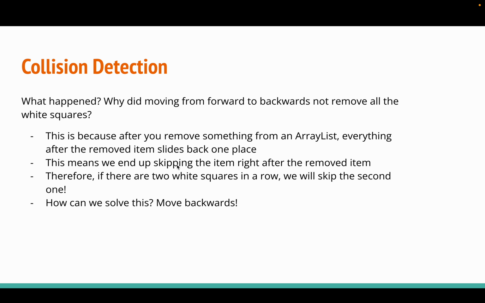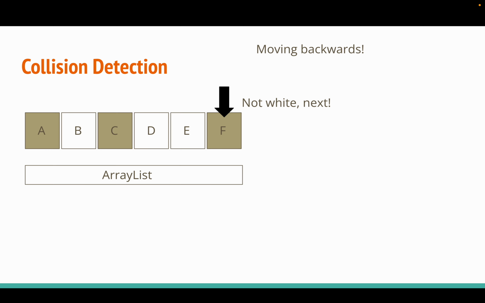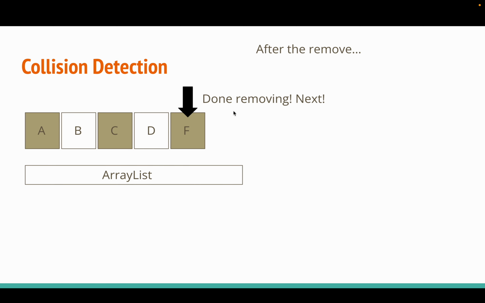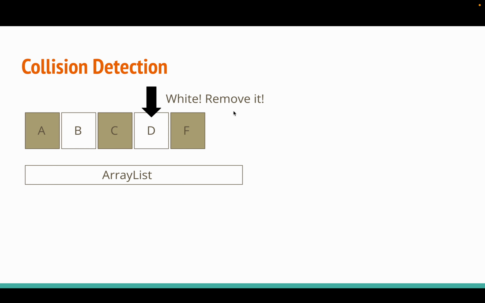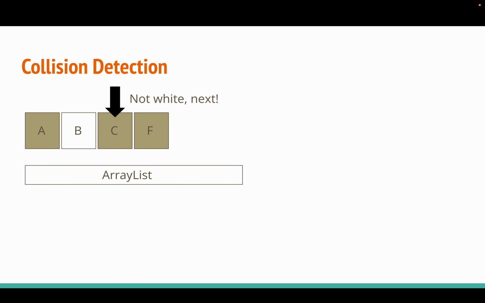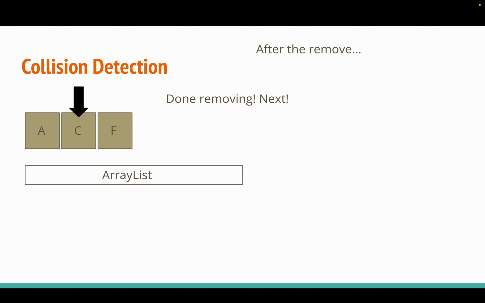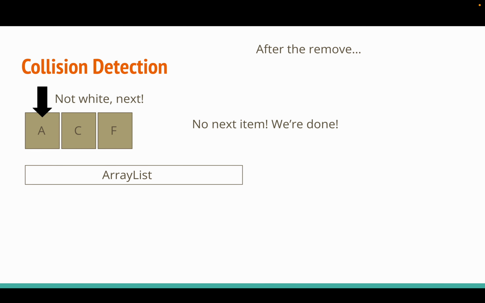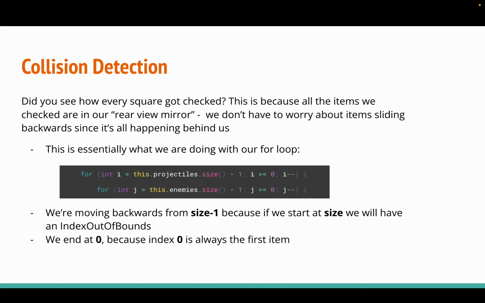Well, how do we solve this? We can move backwards. So first, let's try moving backwards. So not white, next. White, remove it. Done removing, next. White, remove it. Done removing, next. Not white, next. White, remove it. Done removing, next. Not white, next. No next item, we're done.